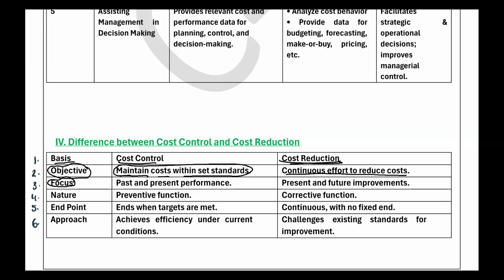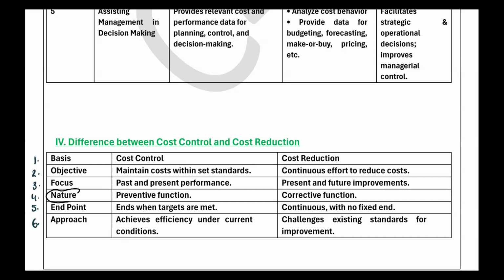What is the focus? For cost control, the focus is how you will control your cost. You will see the past and present data, your past and present information, and then you will come to the standard form. But if you talk about reduction, you will think about the future. Japan is thinking about the future: in future, this can be reduced. Maybe the price that we have today can be reduced. Because it is a continuous effort to reduce costs, it will think about present and future improvements. Is it clear?